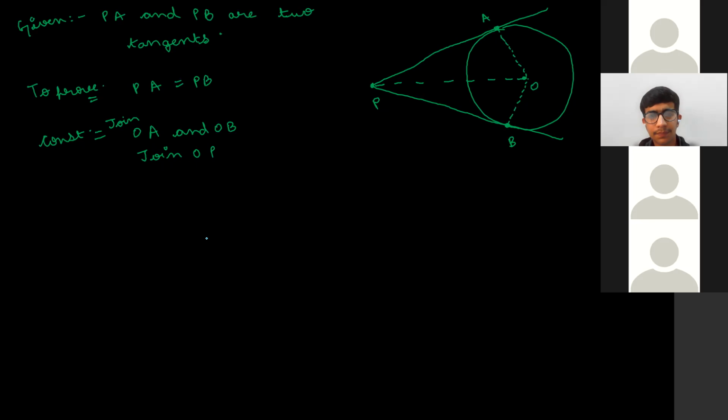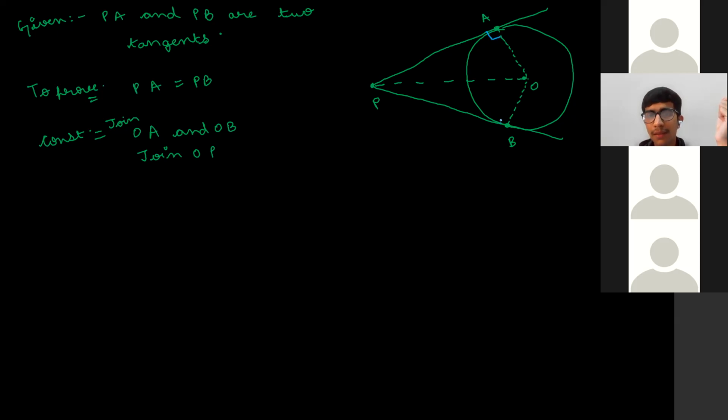Yes, sir. First we can prove that PO is equal to PO because it is the same side, and OA is equal to OB because they are radii of the circle. So you are trying to prove POA and POB as congruent triangles, and then using CPCT, you will say PA is equal to PB. Okay, you missed one part. The angle OAP is equal to OBP, which is 90 degrees.